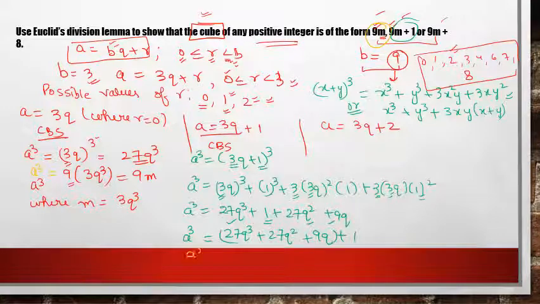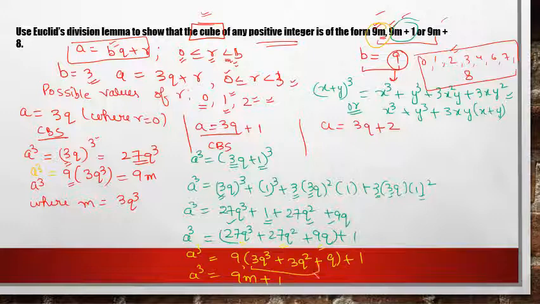So a cube will become, I am taking 9 as common. So 9 3s are 27, 9 3s are 27 q square plus 9 has been taken out, so only q. Now this whole bit is 9m, so we are taking this as m. Hope you have understood. Similarly, if you have to do this bit, which is the third part, try solving it.